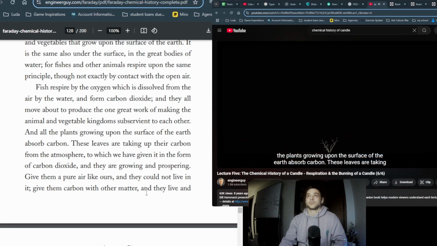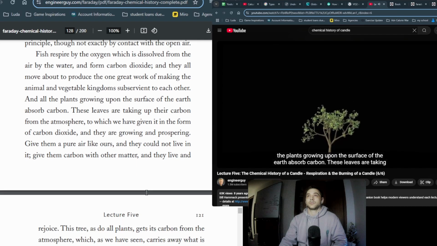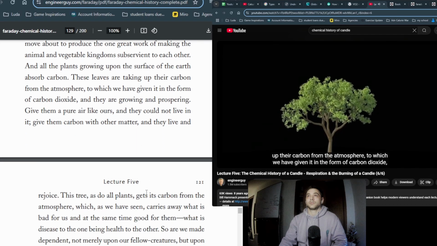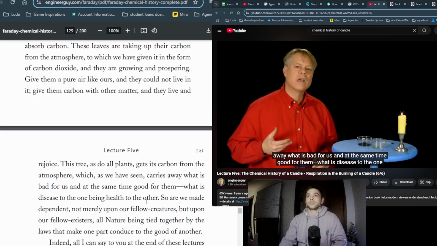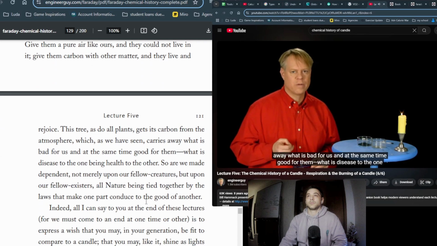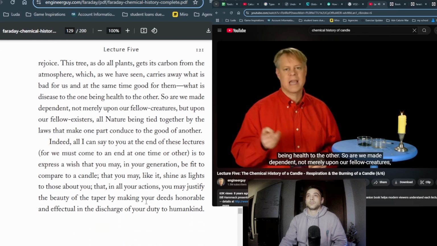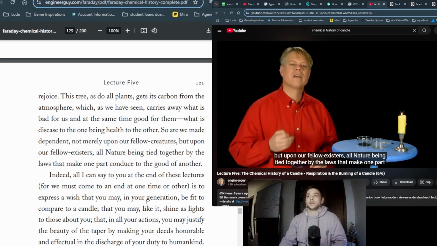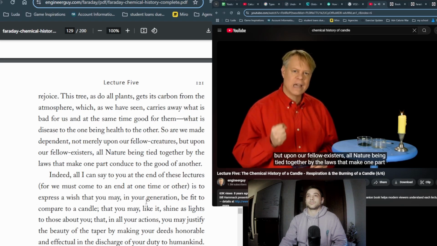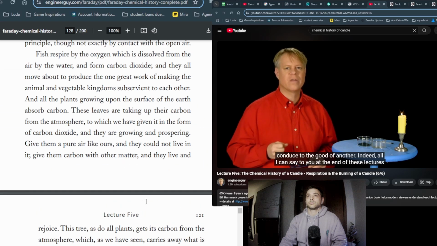And all the plants growing upon the surface of the earth absorb carbon. These leaves are taking up their carbon from the atmosphere, to which we have given it in the form of carbon dioxide, and they are growing and prospering. Give them a pure air like ours, and they could not live in it. Give them carbon with other matter, and they live and rejoice. This tree, as do all plants, gets its carbon from the atmosphere, which, as we have seen, carries away what is bad for us and at the same time good for them. What is disease to the one, being health to the other. So are we made dependent not merely upon our fellow creatures, but upon our fellow existers, all nature being tied together by the laws that make one part conduce to the good of another.